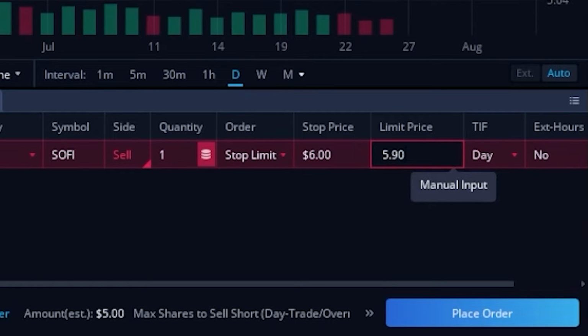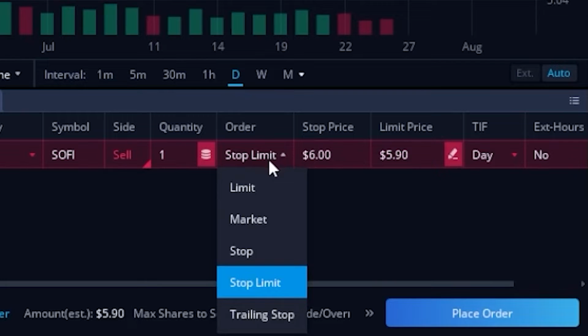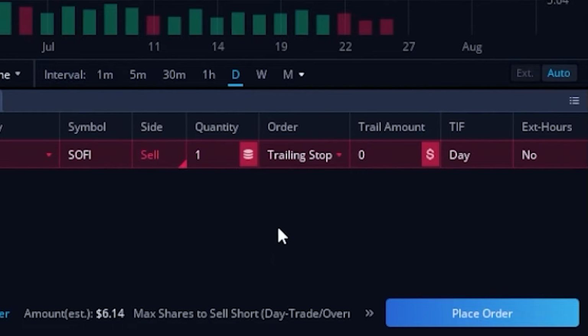Now finally, the very last basic order type that we're going to discuss is the trailing stop order. So let's come over here and flip this over from a stop limit to a trailing stop order. A trailing stop is actually going to be very similar to the previous two examples, meaning you'll generally use it as a way to cut your losses if the stock price ever goes against you.